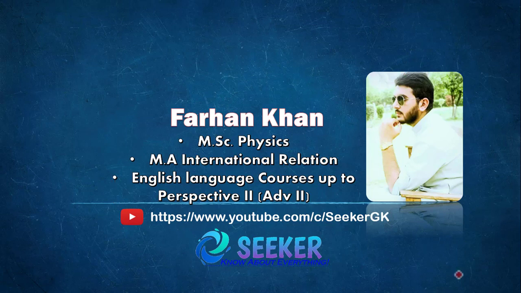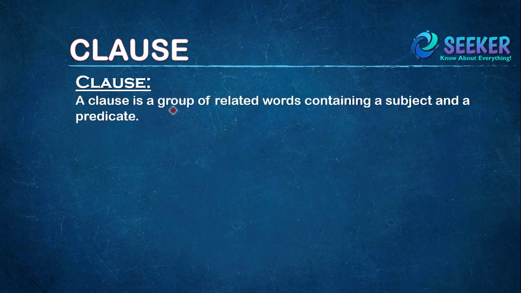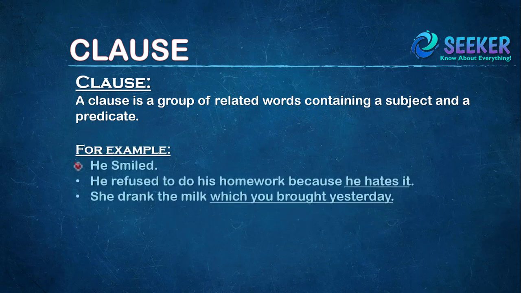Now let's see what a clause is. It is a group of related words containing a subject and a predicate. For example, he smiled. He refused to do his homework because he hates it. She drank the milk which you brought yesterday. All of these are known as clauses. The simplest one is known as the main clause, and these two are known as subordinate or dependent clauses.